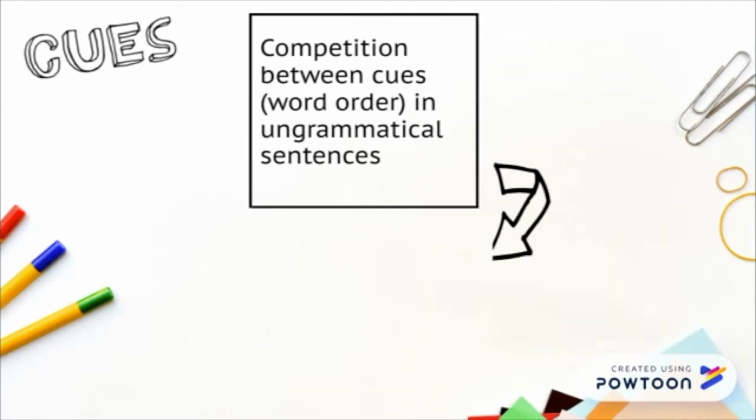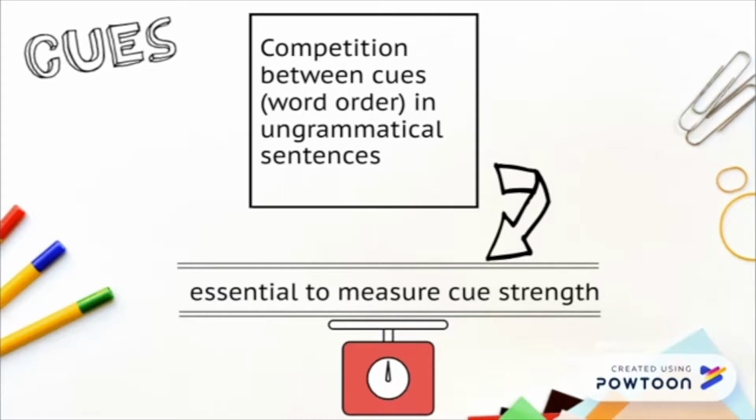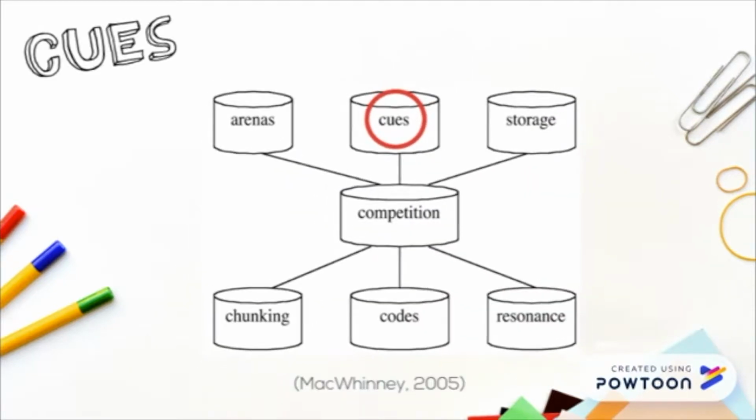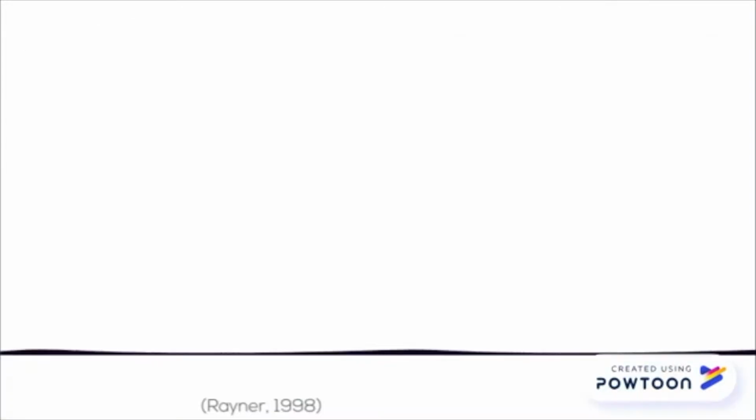And what are cues? Cues form the basis of language comprehension, as the article states. UCM experiments use sentences in which cues have been randomly combined to measure the strength of underlying cues. To measure cue strength, this model relies on conflicting cues. In this study, the cues are word order violations in ungrammatical sentences. Competition between cues is essential to measure cue strength.